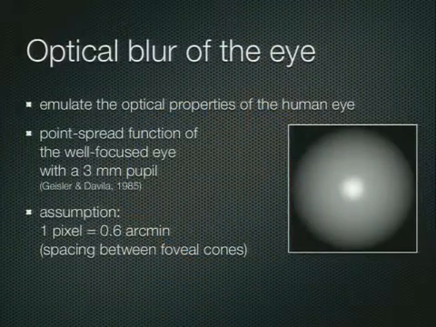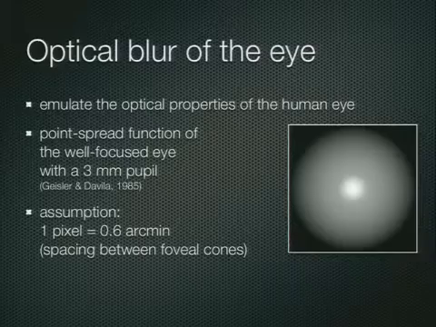So the first stage uses a weighted sum of 2 Gaussians to mimic the optical blur of the eye. This has been described by Geisler and Davila and measured for a particular scenario, the well-focused eye, 3 millimeter pupil, and also based on the assumption that 1 pixel in the image corresponds to 0.6 arc minutes of visual arc, which roughly corresponds to the spacing between foveal cones.